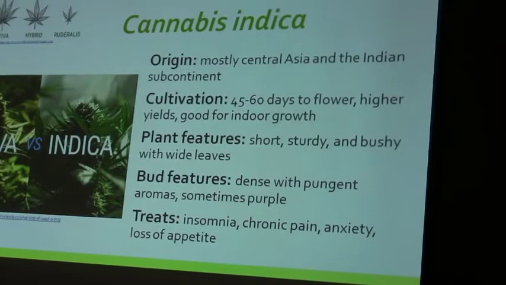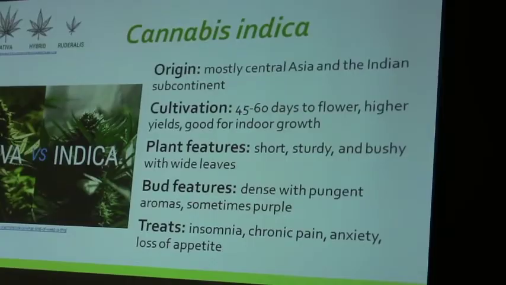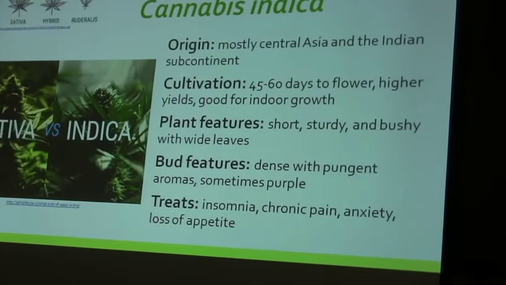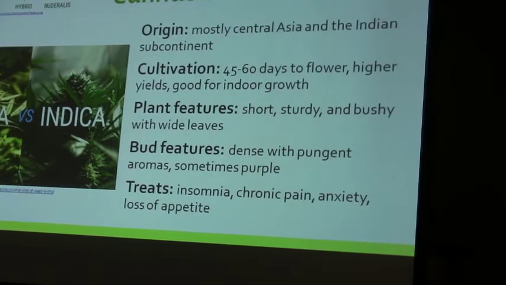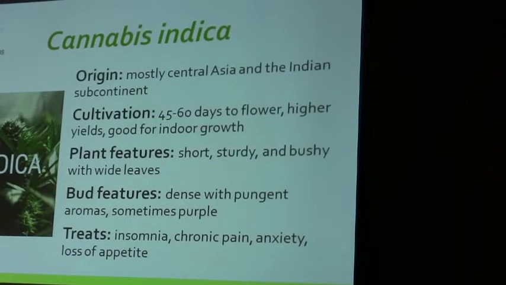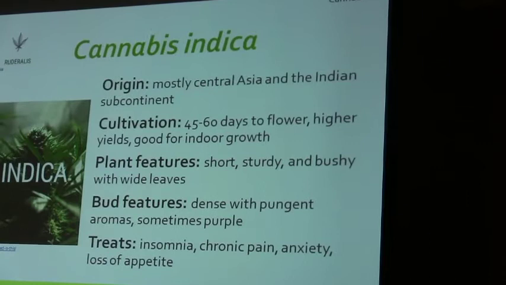In terms of cultivation, this plant typically matures in 45 to 60 days, but you also have the option to manipulate its growth cycle and extend or shorten that. Plant features, it's typically short, sturdy, bushy, very big, thick, wide leaves compared to sativa. And its bud features, which is the flower which contain the most drug, are typically very dense with pigment, they smell, they have a strong aroma, and they typically appear purple in coloration. And I'll come back to that in a moment.